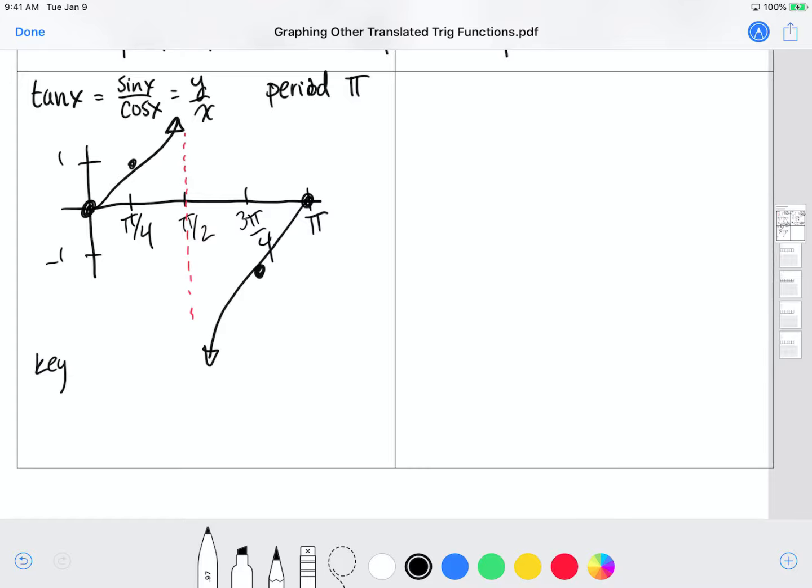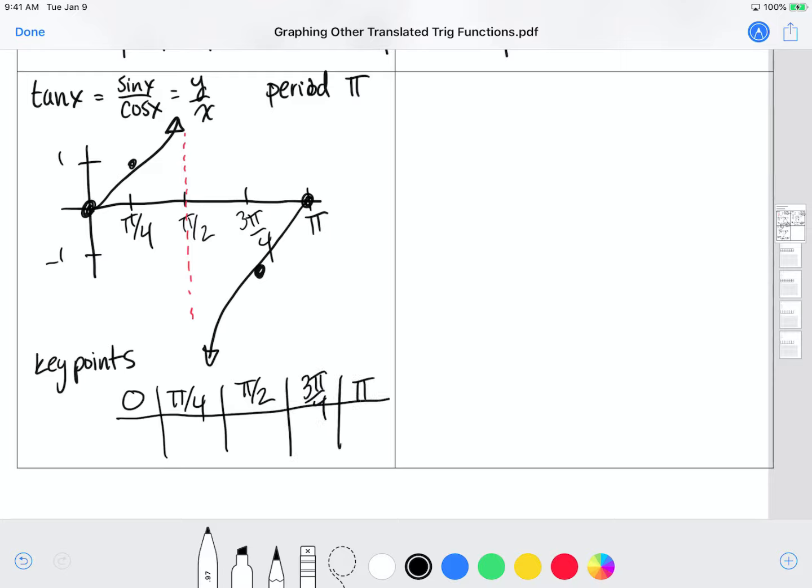Now our key points that we'll use when we do translated functions of tangent are 0, pi over 4, pi over 2, 3 pi over 4, and pi. At 0, tangent is 0. At pi over 4, it's 1. At pi over 2, it's undefined because we have an asymptote there. At 3 pi over 4, it's negative 1. And then at pi, we come back up at 0 and start the cycle again.